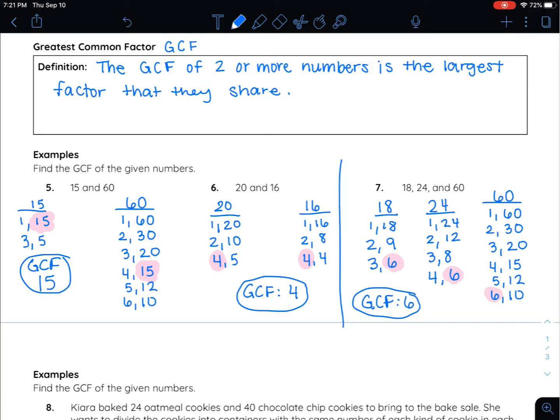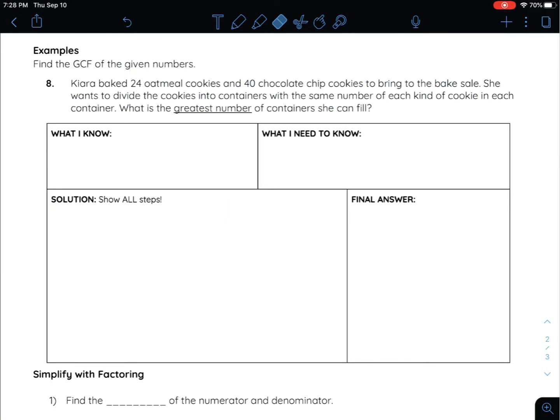There's our final answer. Next up, we're going to look at a word problem for GCF, okay? And you can tell that this is for GCF by something that's in the last sentence. So I'll get to that in a second.